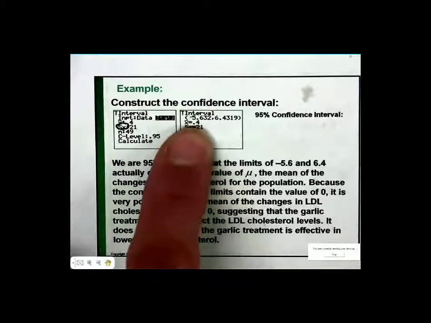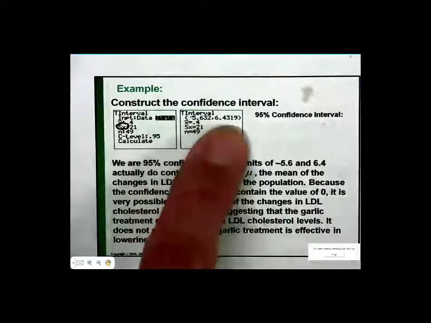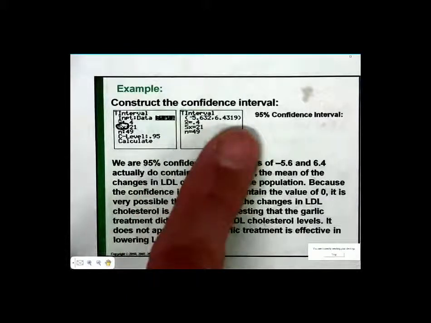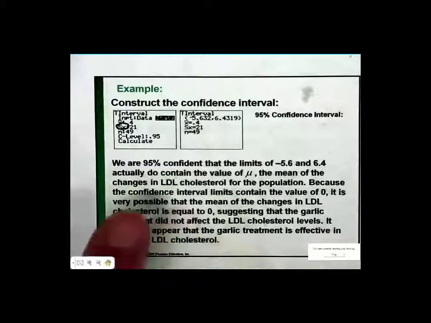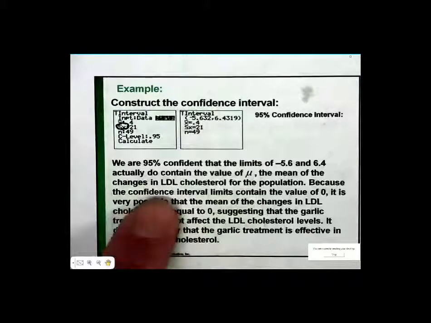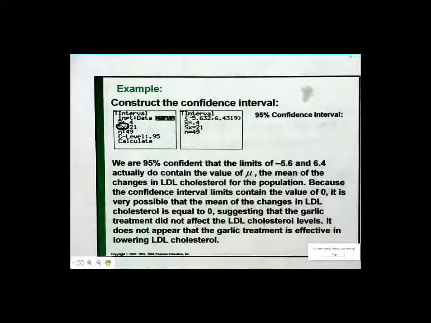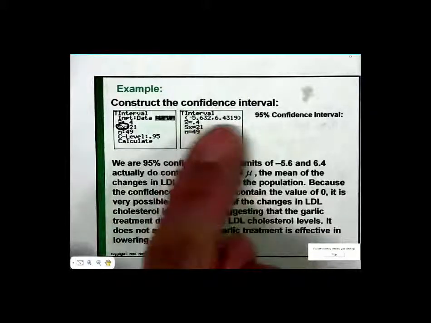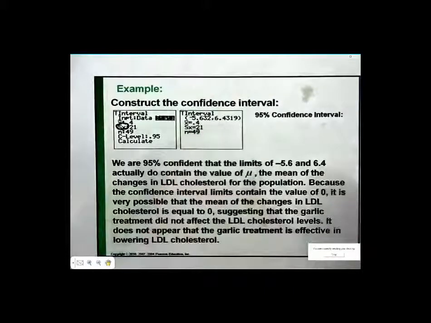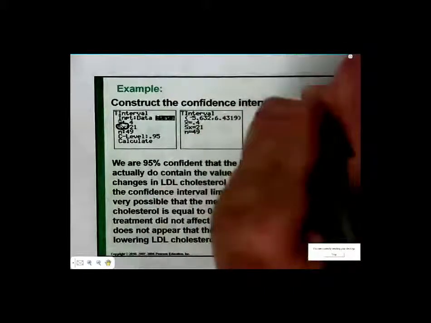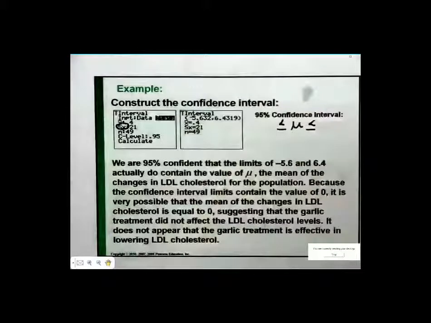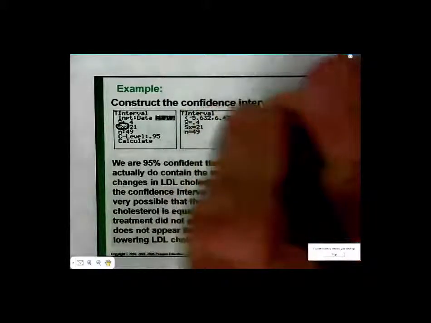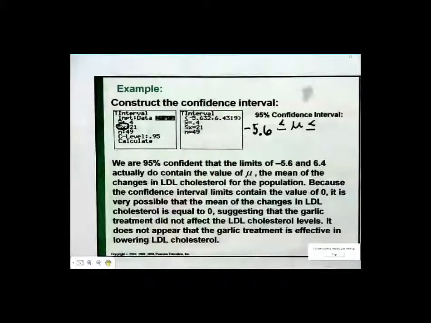Yep. What are the units there? What is the negative 5.6 and 6.4? Yes, this is levels of cholesterol measured in milligrams per deciliter. So these are milligrams per deciliter. The mean is between negative 5.6, and I'm sure that the homework will tell me what to round to. I just didn't think I had enough room there to keep 4 decimal places. Negative 5.6 and positive 6.4.